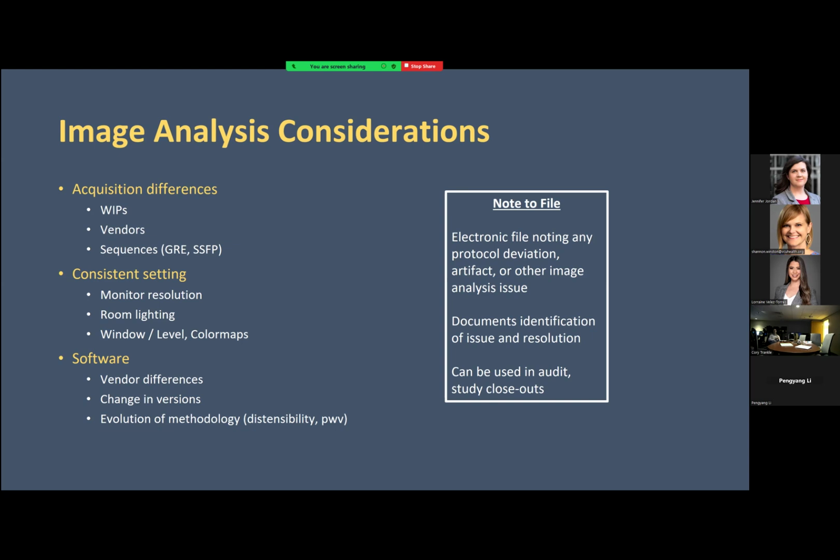The notes to file are typically made by the analyst, and then they can get escalated up to the core lab director for identification of the issue and resolution. And all of that helps in our audits and study closeout as well.